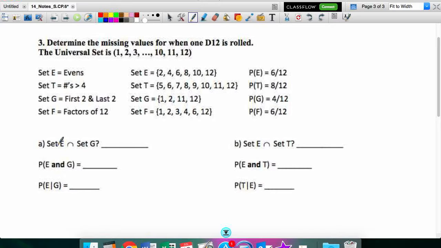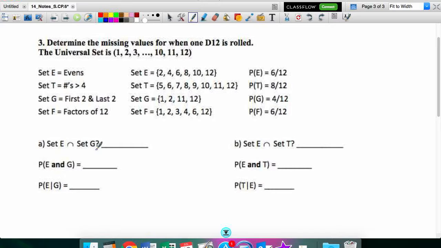So notice the difference between the first line and the second line because it looks like it's asking the same thing. Set E and set G, and then probability of set E and set G. But the difference is one is actually asking us for the actual set. What outcomes are in the intersection? Whereas the second line is asking us for the probability. It's very important that you see the difference between these because they are 2 different types of problems. So let's talk about the intersection.